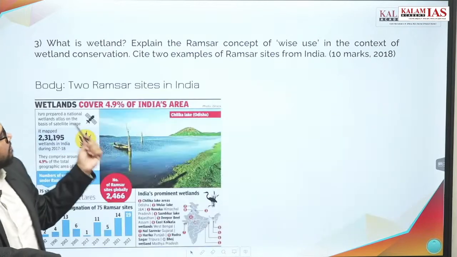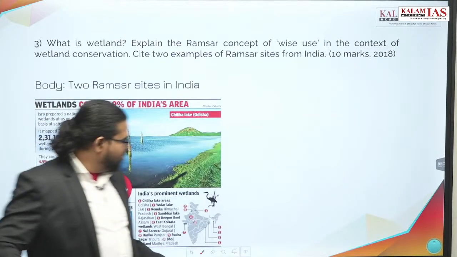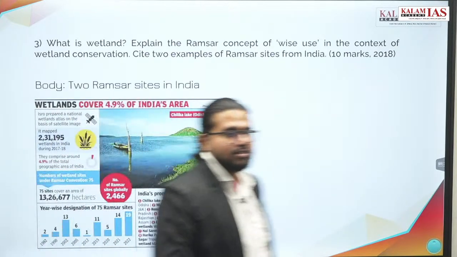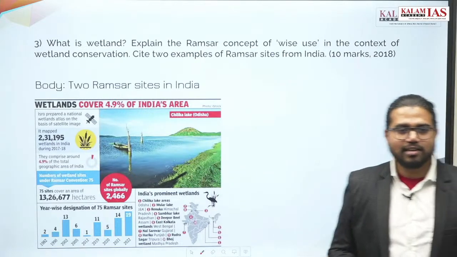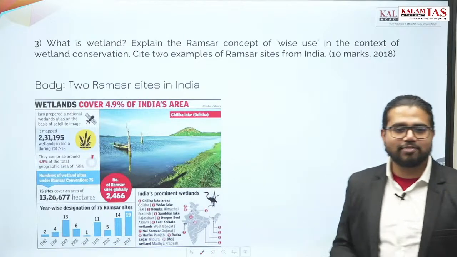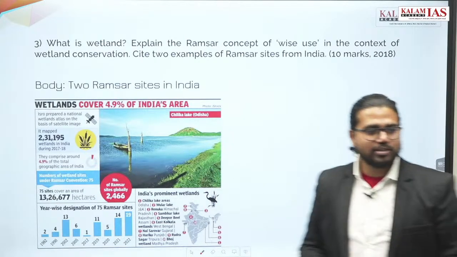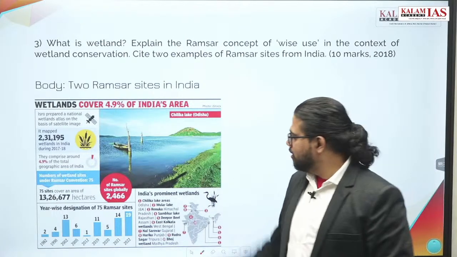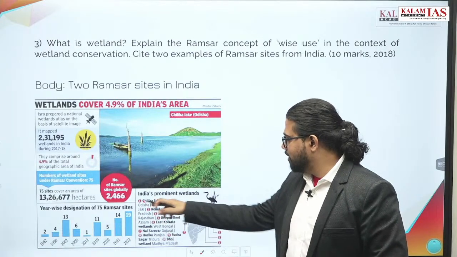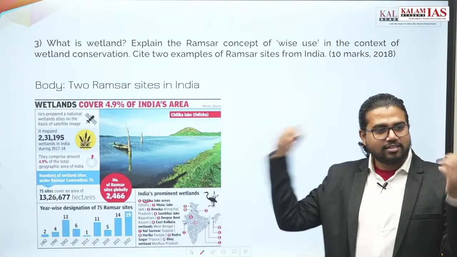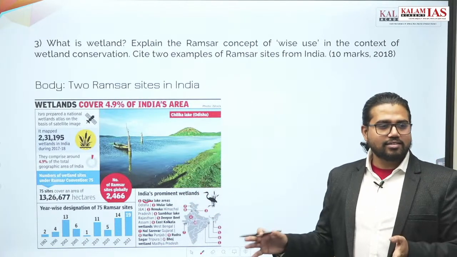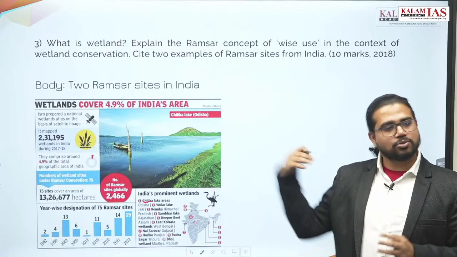Go ahead. Two Ramsar sites in India, which one will you cite? If you remember a recent one, cite that. Anything you can cite, there is full flexibility. If you remember something near your home, cite that. If nothing comes to mind, take the bigger ones, Chilika, Wular Lake. This should be in the Ramsar list. So put those in.